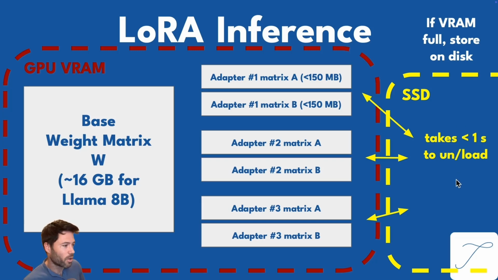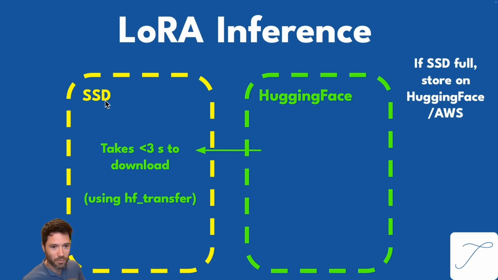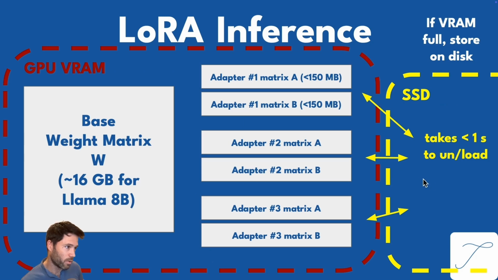But even if your hard drive gets full, we can take it one step further and we can just dynamically download the adapters from Hugging Face. So if Hugging Face has got a repository with tons of our adapters, including private adapters I'll talk about later, we will on the fly just download those onto our hard drive. And then as needed, we'll upload them onto the VRAM of the GPU, so they're ready for the fast inference.